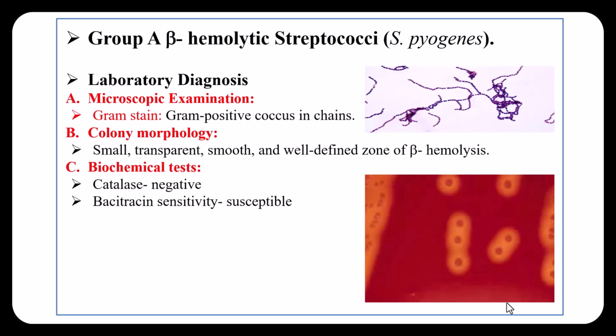Now, the group A beta hemolytic Streptococci, which includes Streptococcus pyogenes, we can identify in the lab. If we take a throat swab, because it's the most common cause of pharyngitis and tonsillitis, and do the gram stain, it appears as a gram-positive bacteria. It means it appears blue or purple under the microscope, and it's cocci, spherical under the microscope and arranged in chains. When they grow on blood agar, they produce beta hemolysis. That means there is a clear zone around the colony, and the colony is usually small and transparent.